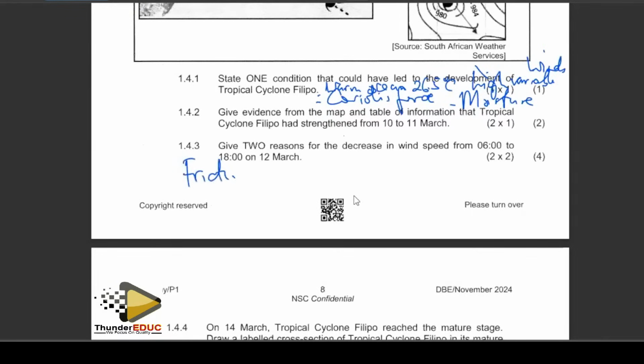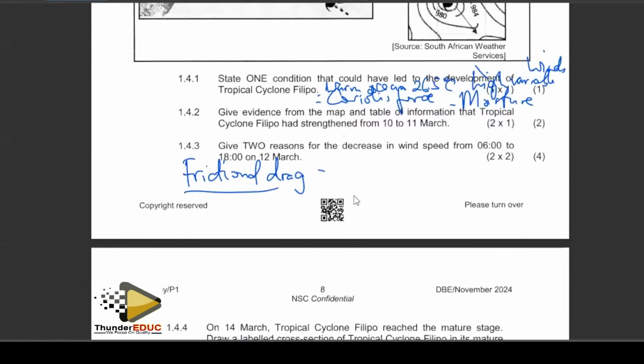It's moving over a land surface. There are mountains, there are other physical features, which will cause frictional drag. The system will be dragged by frictional force as it is moving over a surface which is rough and unsmooth. Unlike when it's moving over water, it will be moving fast because the surface is smooth. So there's no frictional drag, which is a disturbing factor.